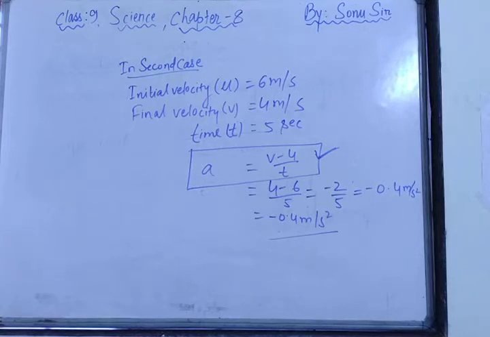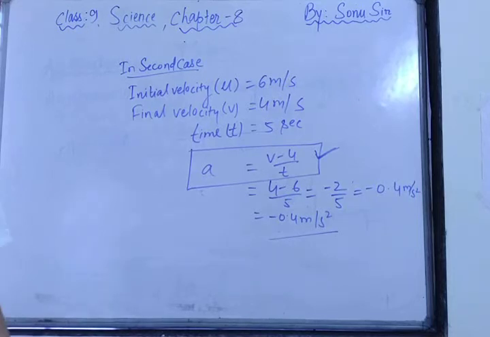And when the velocity of the body changes by unequal amounts in equal intervals of time, unequal amounts means different distances in equal intervals of time, then it is said to have non-uniform acceleration. Just like uniform speed and non-uniform speed, similarly, but here we have to just understand about the direction. Now one more numerical related question is there.